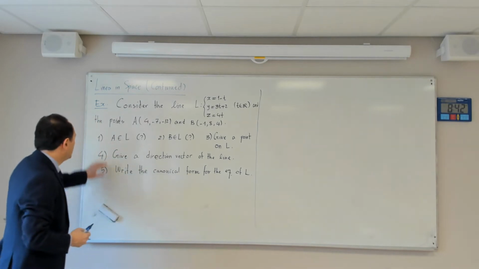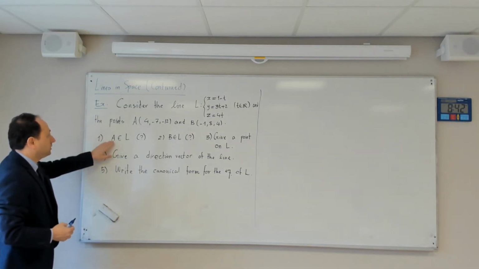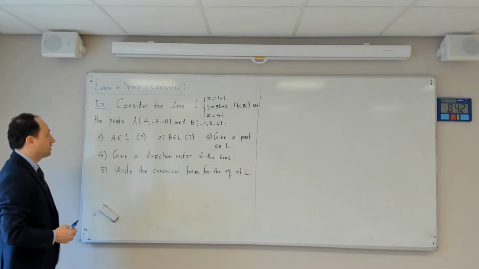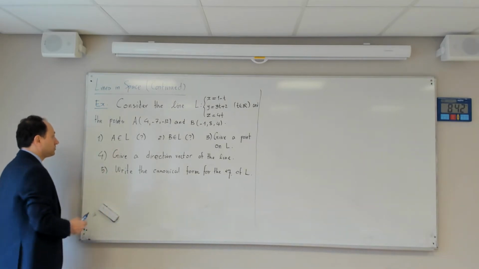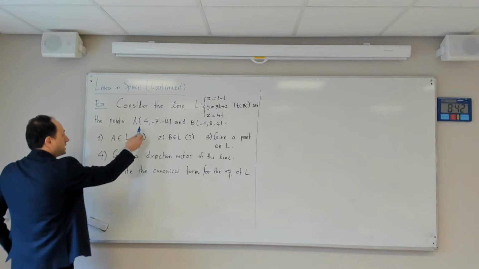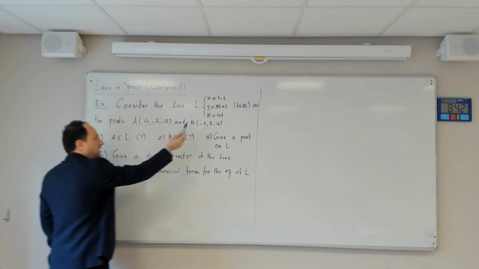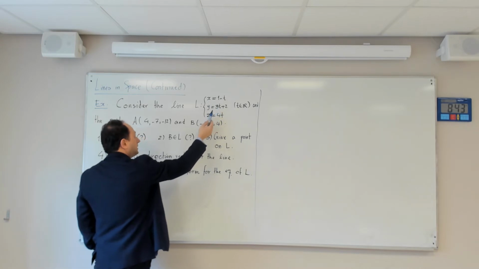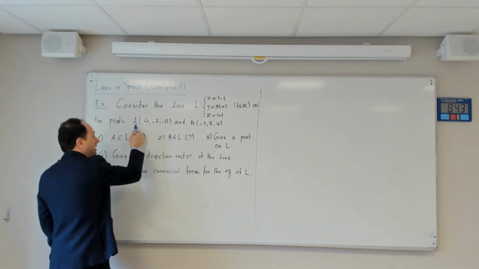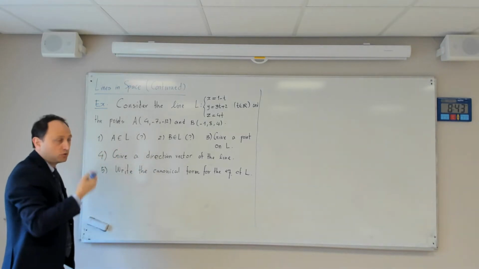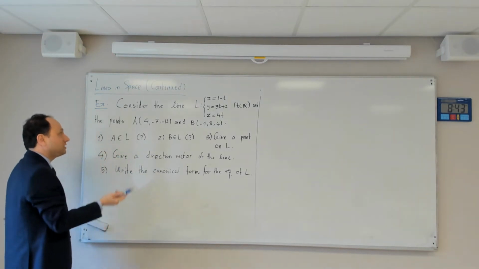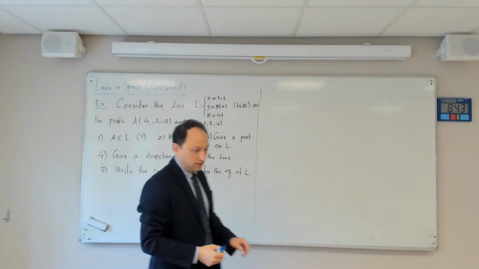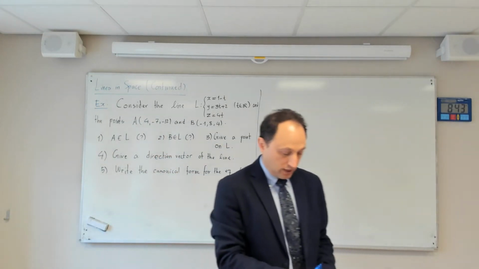Okay, now, what is the answer to this one? Does A belong to L or not? So how should I do that? If A is supposed to be on L, it means that there should be a value for t so that for that particular value, the pixel corresponding to A is turned on. So in principle, is there any t so that I can satisfy these equations together?